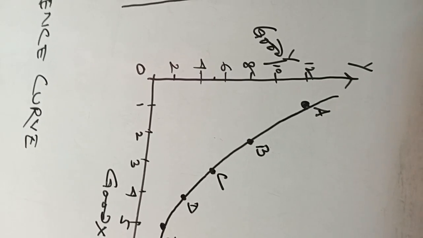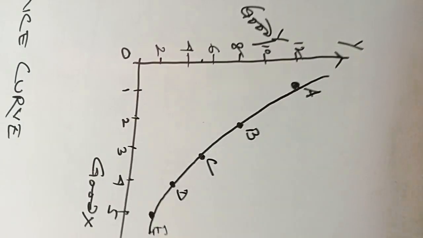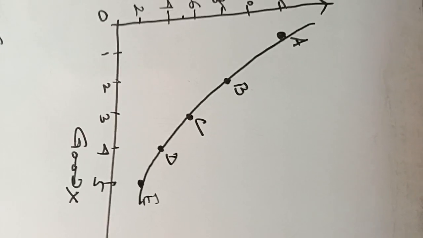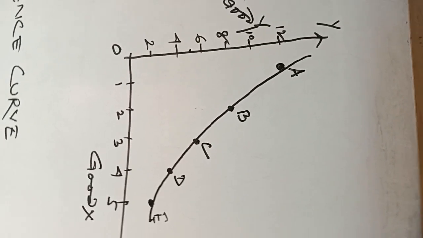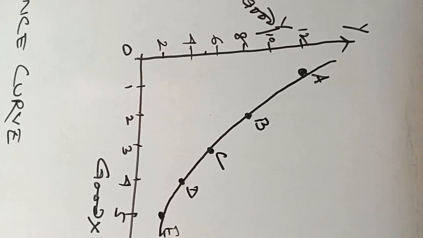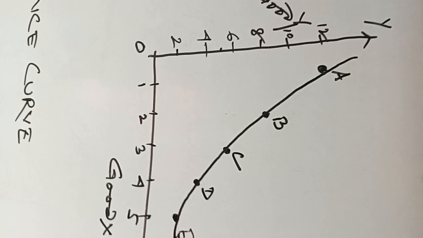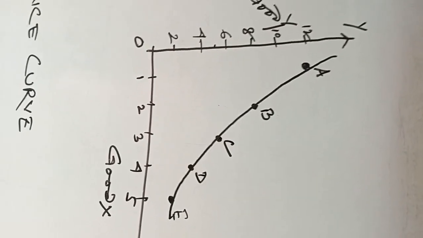If these combinations are plotted and they are named as A, B, C, D, E, the 5 combinations, then we get a curve like this, and this curve is called indifference curve. Why is it named as indifference curve? Because all the combinations give equal utility to the consumer.